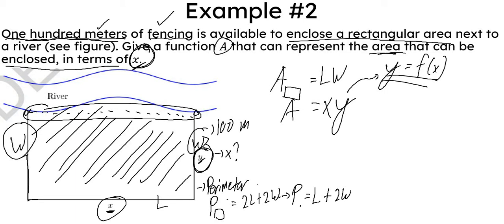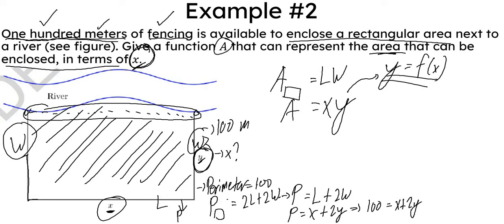So if we will represent it instead of L and W as x and y, we'll have P is equal to x plus 2y. And what is our perimeter? It's this one, the 100 meters. So I will make this now 100 equals x plus 2y, because our perimeter, this P here, is actually 100.